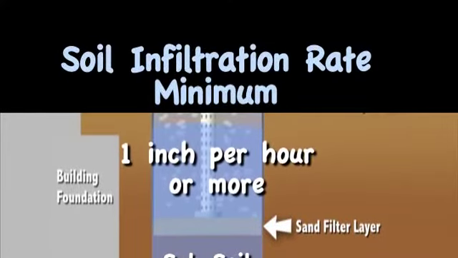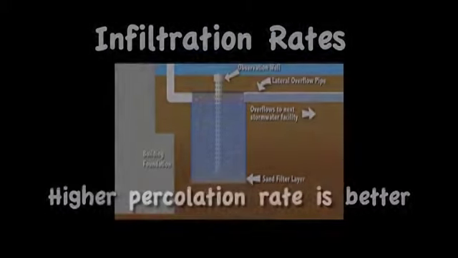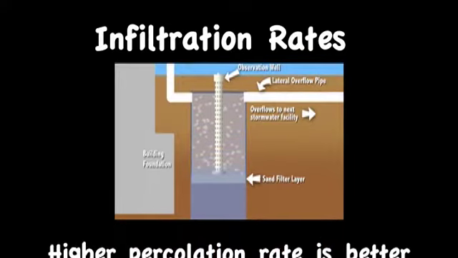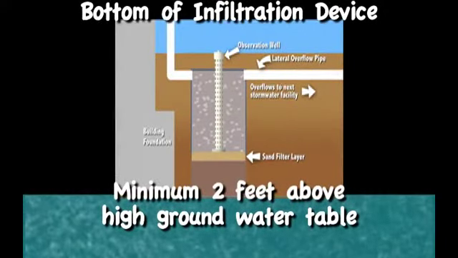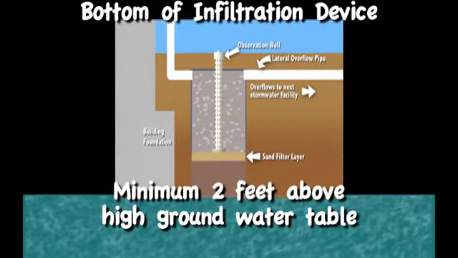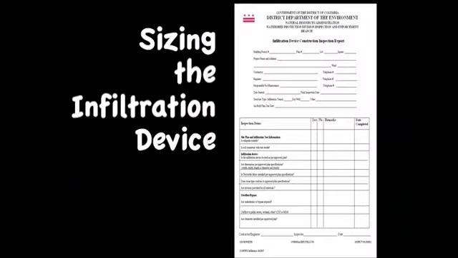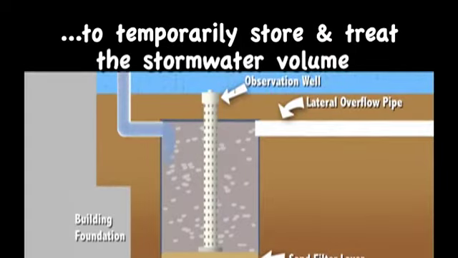The soil percolation rate must be no less than 1 inch per hour. A higher number or greater percolation rate indicates a more permeable soil, thus water moves more quickly into the subsoil. If groundwater is detected within 2 feet of the proposed bottom of the infiltration device, then another site may be required. Correctly sizing the infiltration device is critical to its ability to treat and release stormwater into the subsoil.